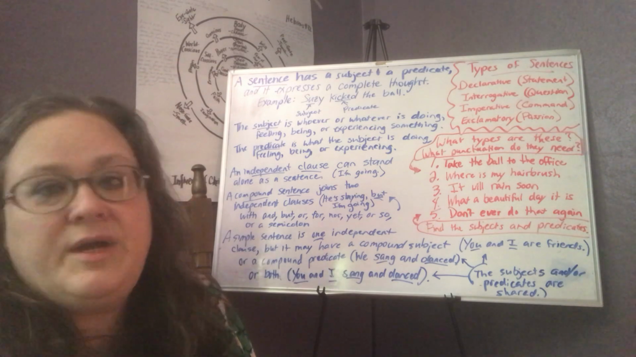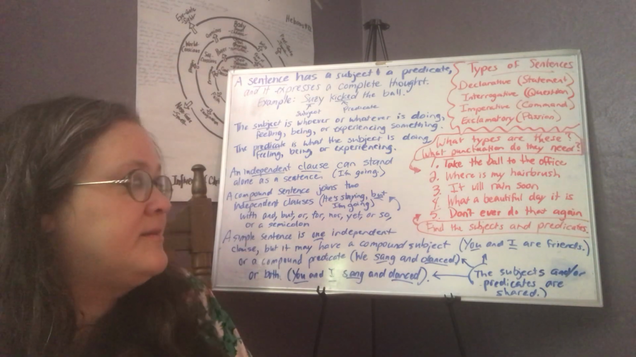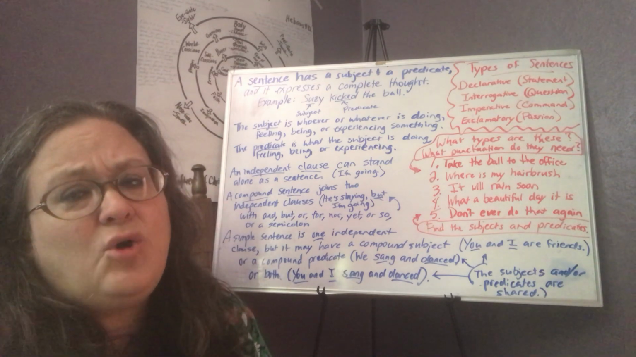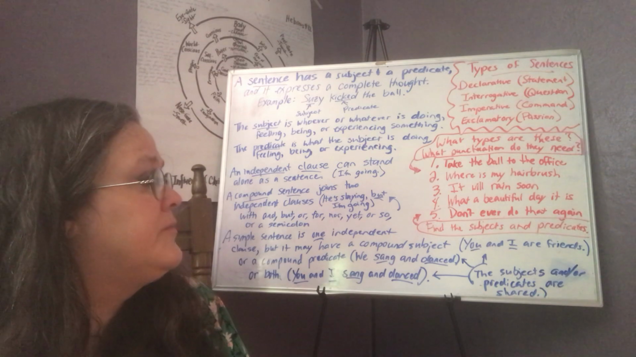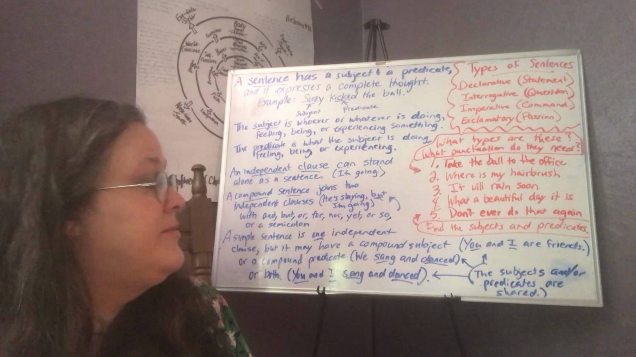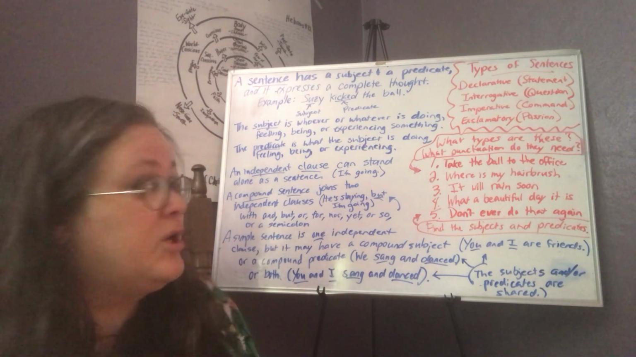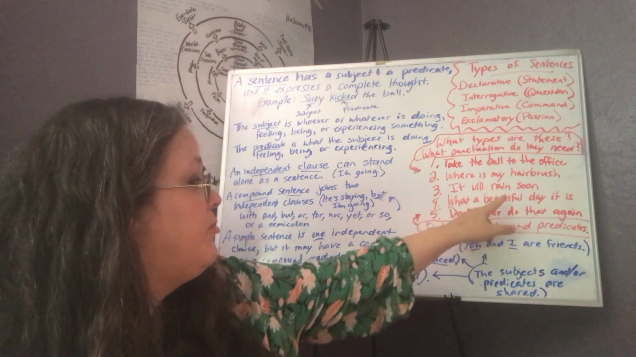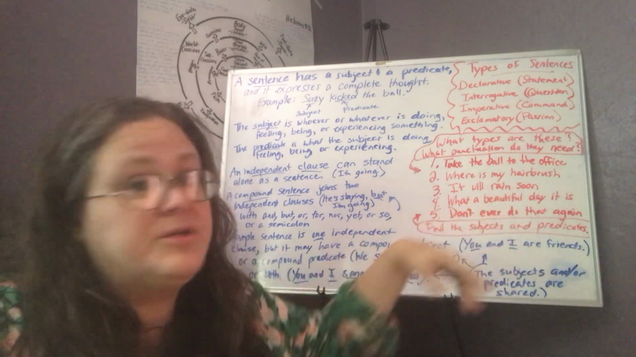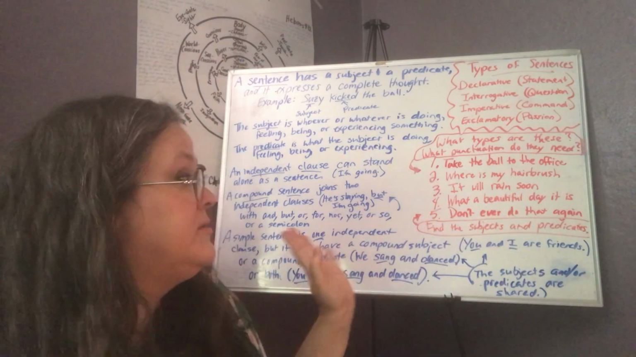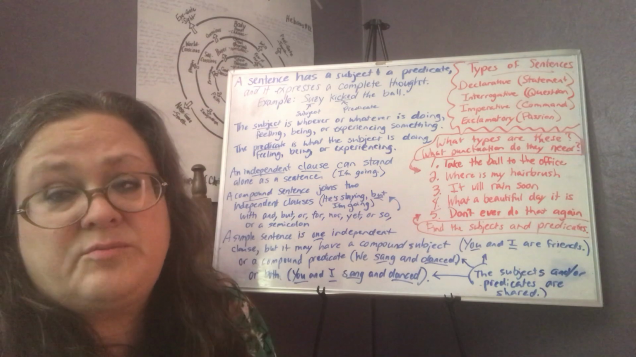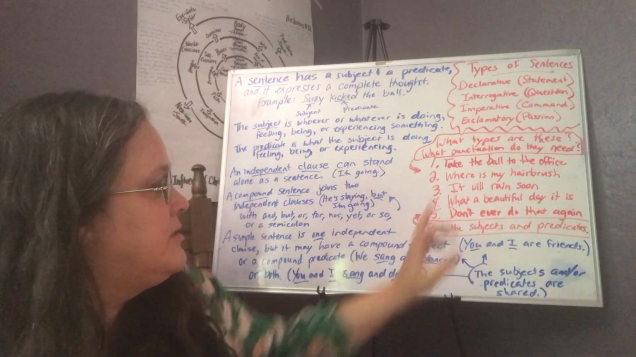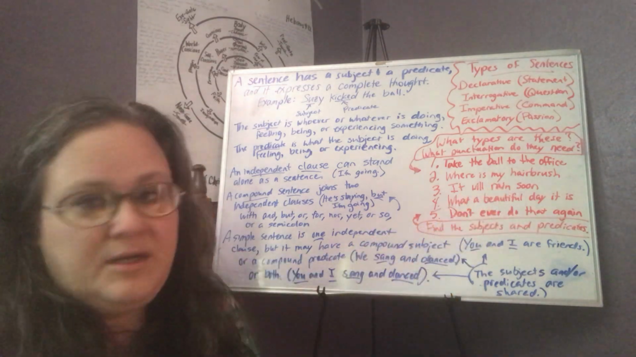Number 3, it will rain soon. In this sentence, it's kind of hard to figure out what the subject is, but there is technically only one word it could be, because will rain is a verb phrase. Will is a verb, rain is a verb. Soon is telling when, it's not really a noun. So it is the only person, place, thing, or idea. And so it will rain soon, it is the subject. Will rain is the predicate.